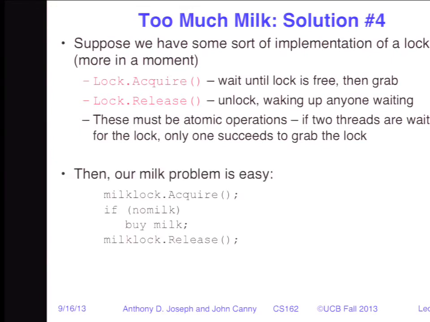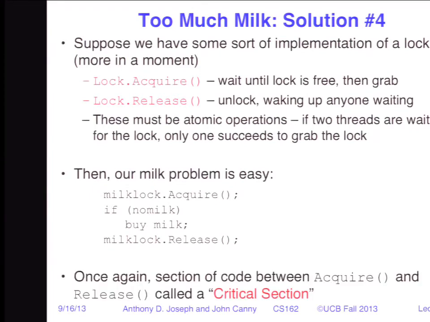So now our solution is easy. Right? We simply acquire a milk lock. If there's no milk, you buy milk, and then you release the lock. And once again, the critical section of code is between the acquire and the release. So again, we have our critical section of if no milk, buy milk. All right. So now we've just kind of done the cat in the hat thing, and we've just swept the problem under the rug. So now the next thing we need to implement is a lock.